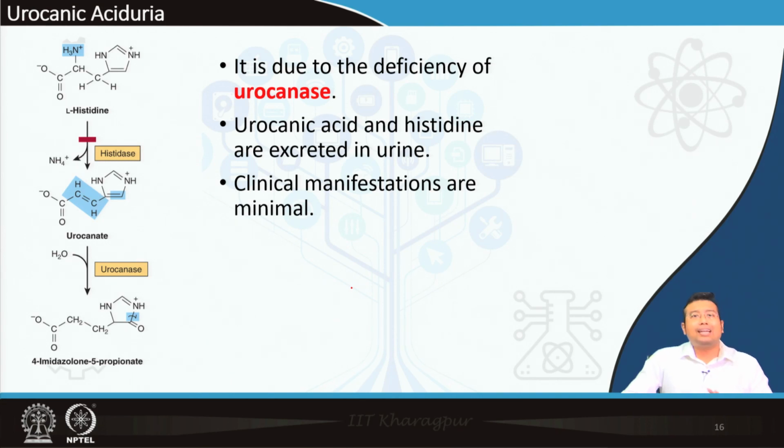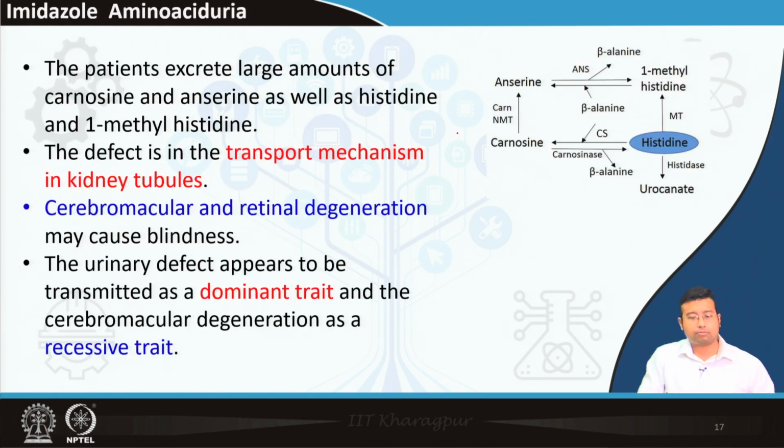Next, urocanic aciduria. What is urocanic aciduria? Defect in the urocanase enzyme. So, urocanase was converting urocanate to 4-imidazolone 5-propionate. If this is deficient, all the previous intermediates will accumulate. So, it is very easy to remember, urocanic acid and histidine are excreted in urine, right. However, it is good compared to other diseases that clinical manifestations are minimal, okay. Only the high level of these compounds are found.